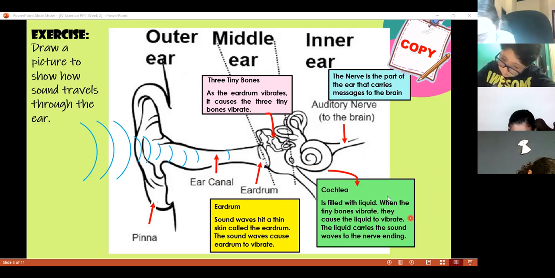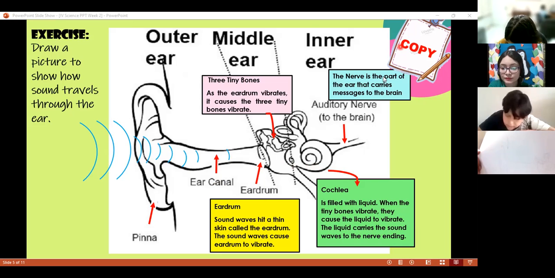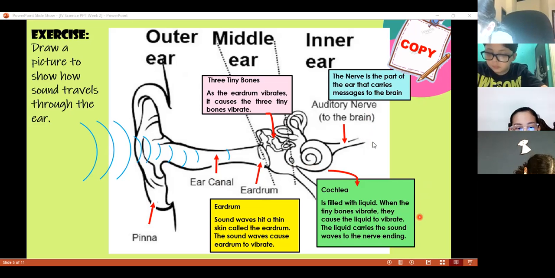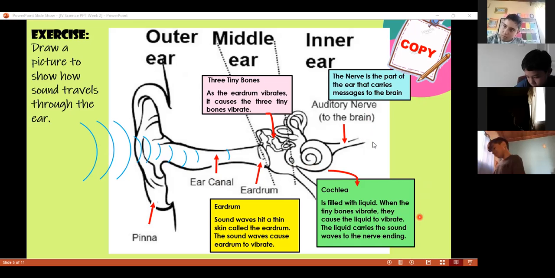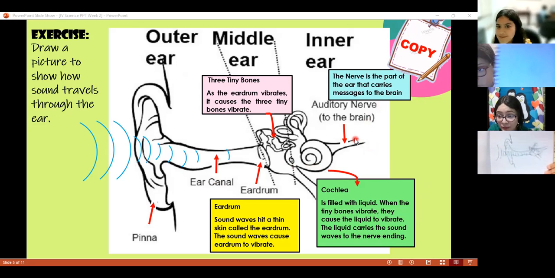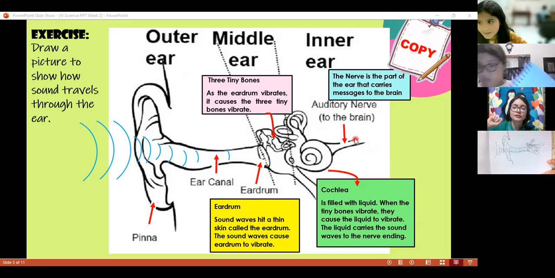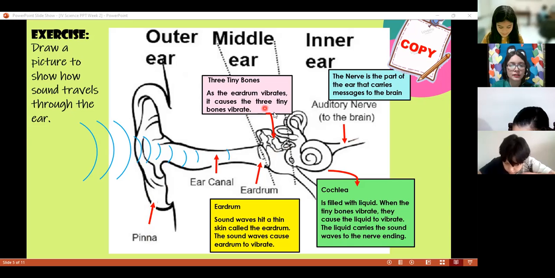Okay, Khaled, perfect. Finished drawing? Show me, Rosa. Okay, perfect. Now label it. Write the parts, Rosa, what each of these parts is. The same for you, Lucia. Perfect. This is the pinna, this is the three tiny bones.